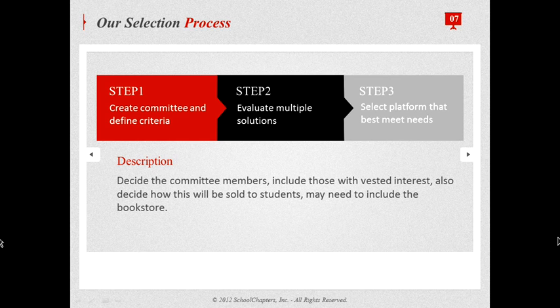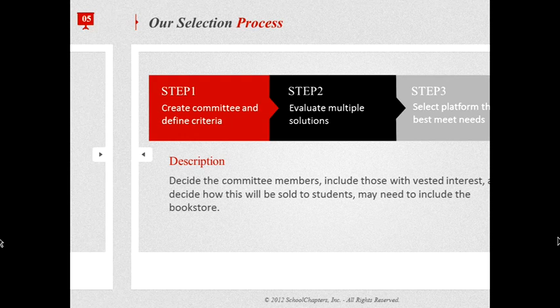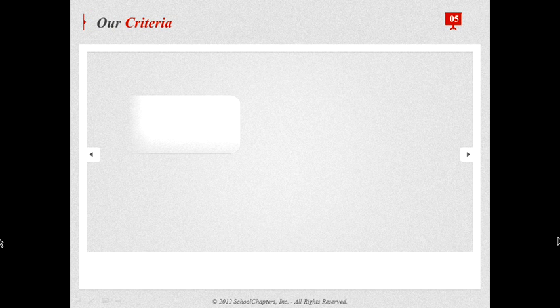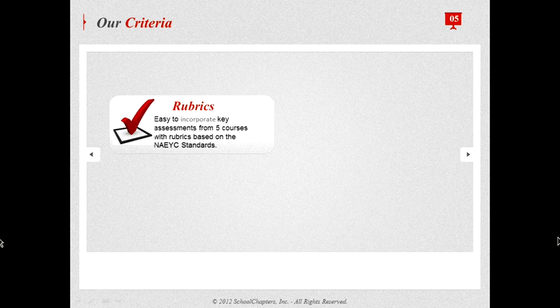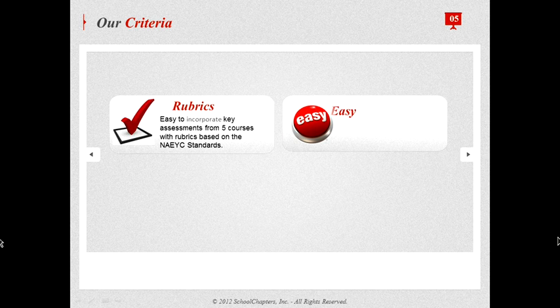So the selection process was our department looked at 3 products. And we wound up with School Chapters for several reasons. I started to talk about these prior in that we needed to have a way to put our rubrics from the 5 key assessment courses that we use with the NAEYC standards. It had to be based on those.